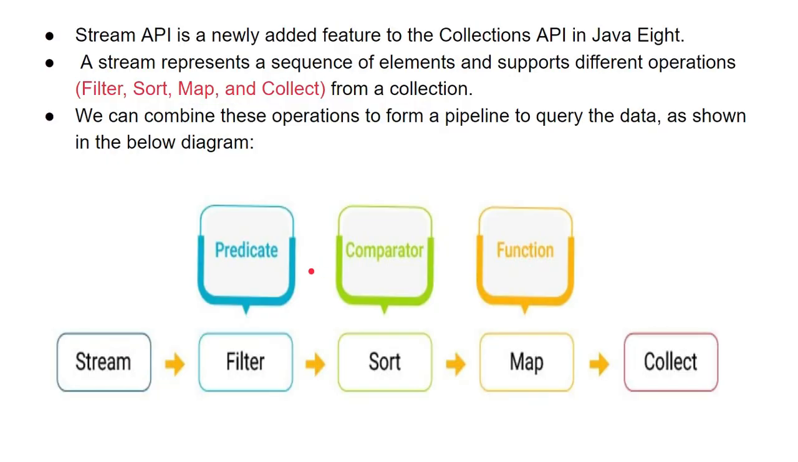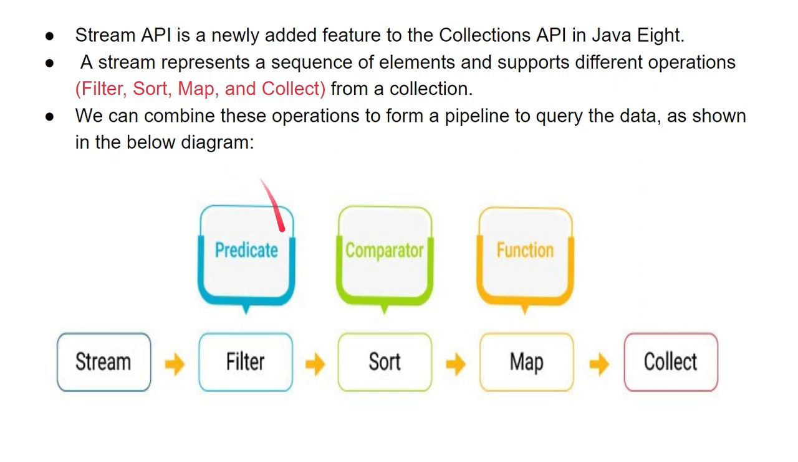For example, Stream API is a newly added feature to the collections which came in Java 8. A stream represents a sequence of elements and supports different operations like filter, sort, map and collect. Those are the operations you can perform easily with the help of the stream. In the collection we can combine these operations to perform a pipeline to query the data, as shown in the diagram below.